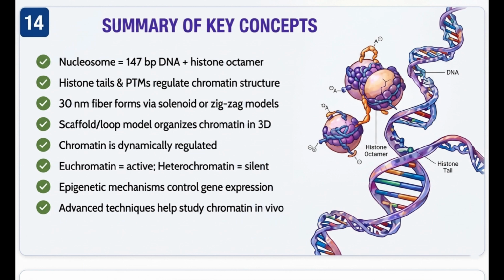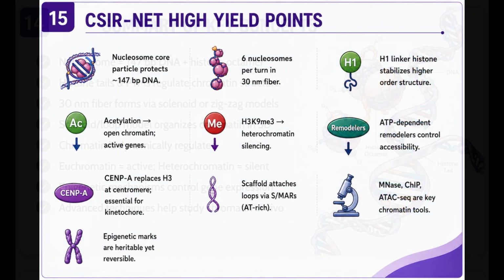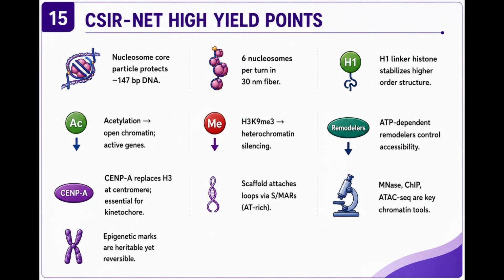Before ending, let us revise some important CSIR-NET concepts. A nucleosome core particle protects approximately 147 base pairs of DNA. DNA wraps around the histone octamer in 1.65 left-handed turns. Histone H1 acts as the linker histone.